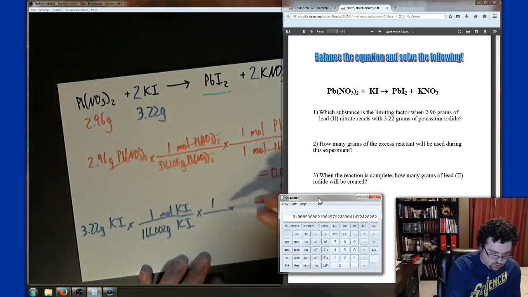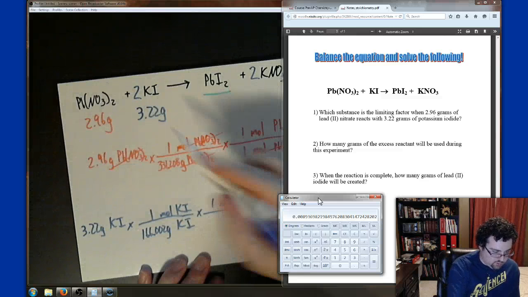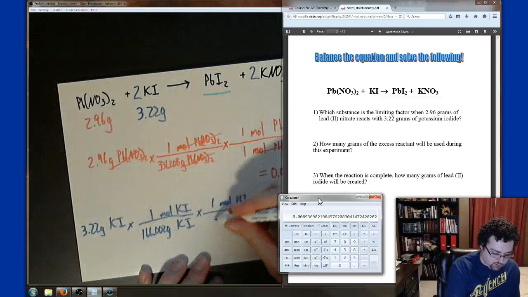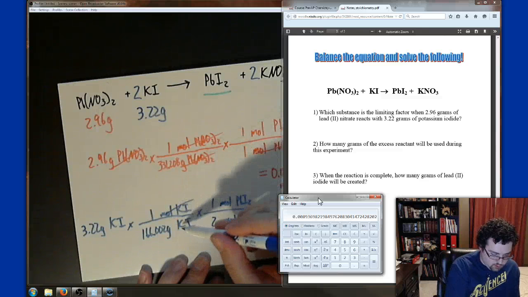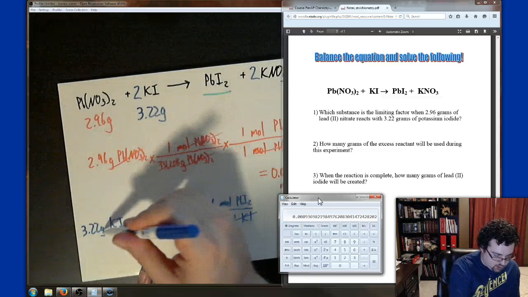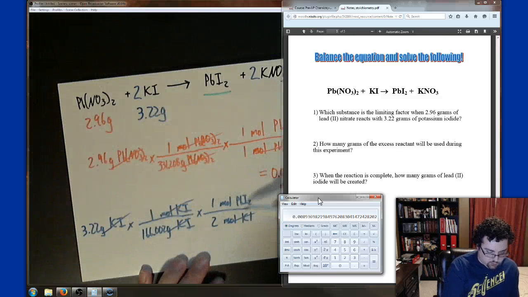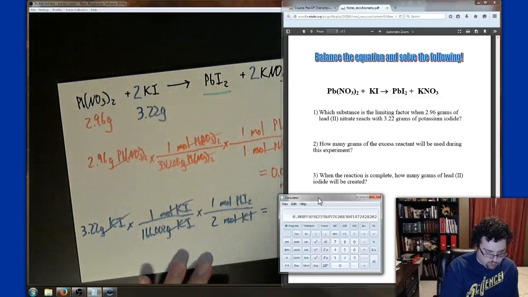Get 1 mole of PbI2, because the coefficient is 1, for every 2 moles of KI, because the coefficient is 2. So moles of KI will cancel, grams of KI will cancel, so I'll be left with moles PbI2.